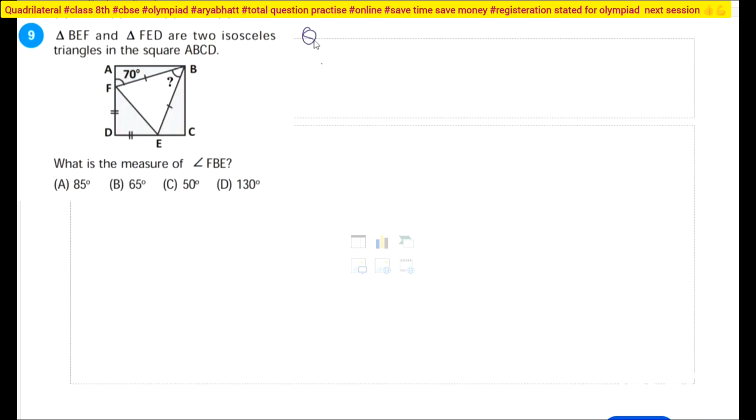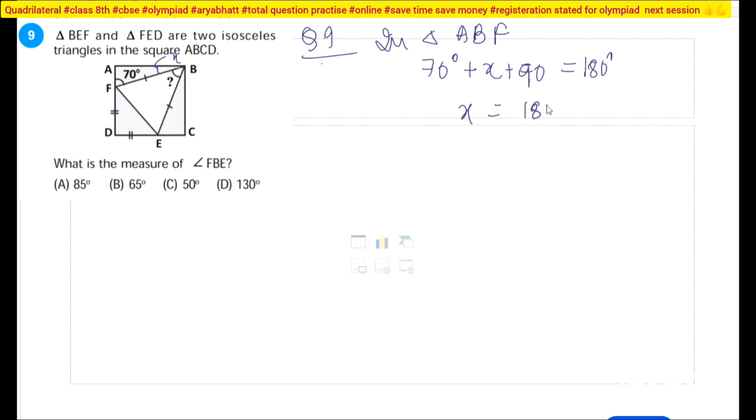See beta ji, question number 9. In triangle ABF, 70 degrees, suppose I am putting one x, right? Suppose I am saying this one is your x value. So 70 degrees plus x plus 90 degrees actually also, because we have one square given, is equal to 180 degrees because of the property of the sum of all angles of a triangle. So x will be what? 180 degrees minus your 90 plus 70, or I can say it is 20 degrees. So this angle is your 20 degrees.